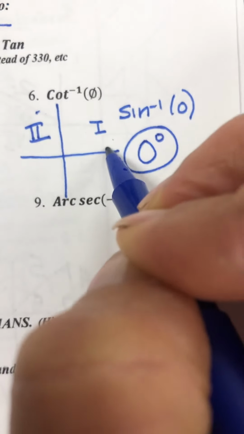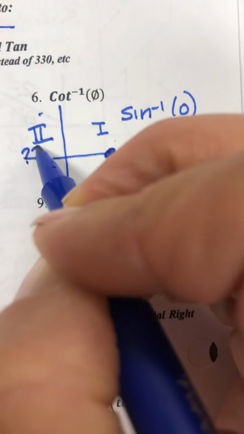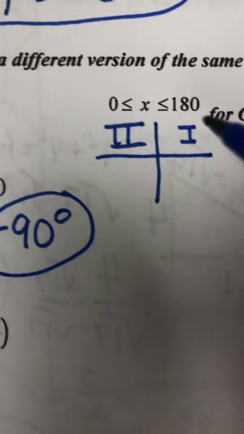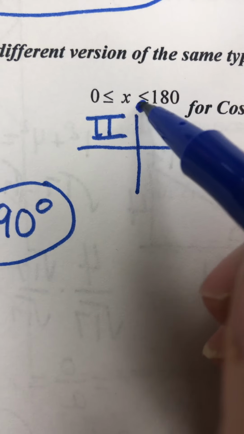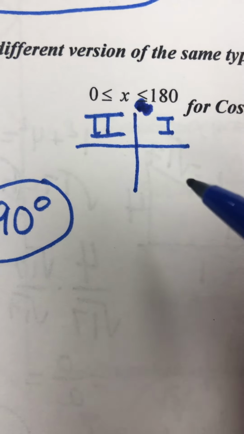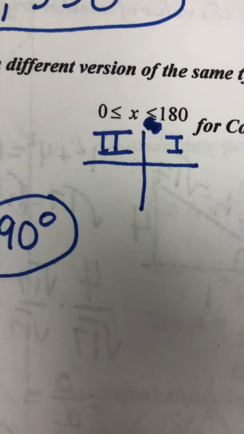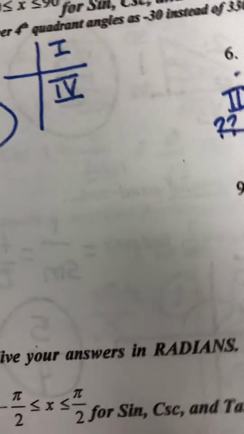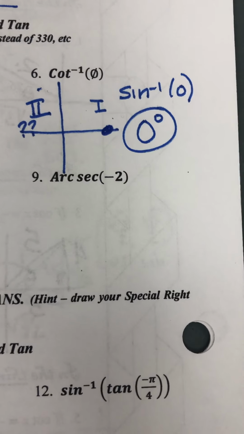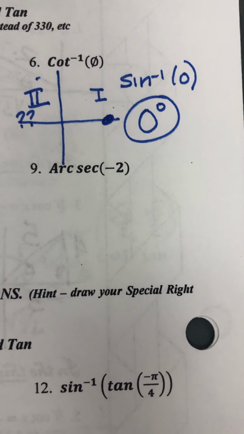You might be like, oh, wouldn't it be 180? And then here's where I realize I have a little mistake. I shouldn't have that less than or equal to. It should just be less than. That guarantees you only have one angle. So that's my fault. It should just have been 0 less than or equal to x less than 180.